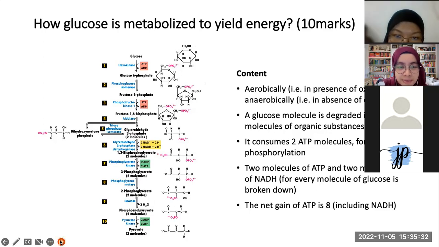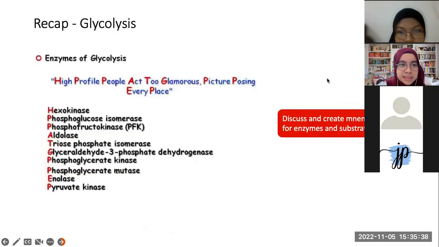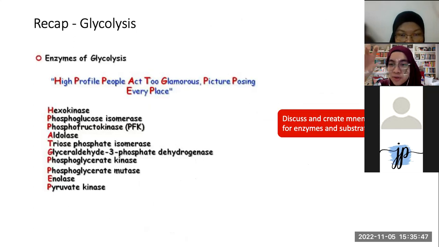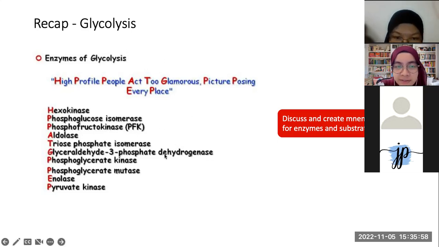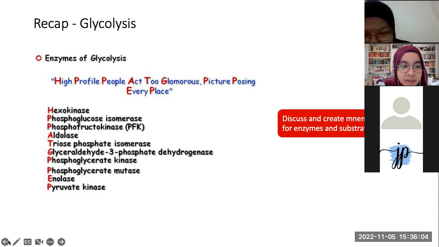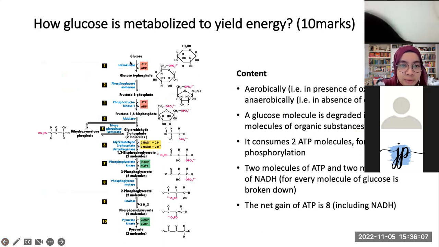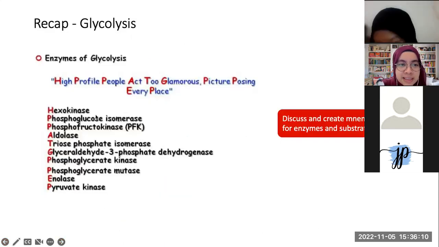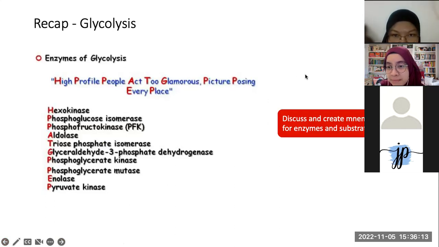Let's say after you have understood the flow, how do you remember? This is something I can suggest: you can do mnemonics. You create a story, like how we remember the order of the rainbow colours. You can do it for the enzymes or the substrates, the molecules themselves. The one I've given here is the names of the enzymes, starting from hexokinase, phosphoglucose isomerase. This is in flow, from 1 to 10. So people create a story for you to remember it better.